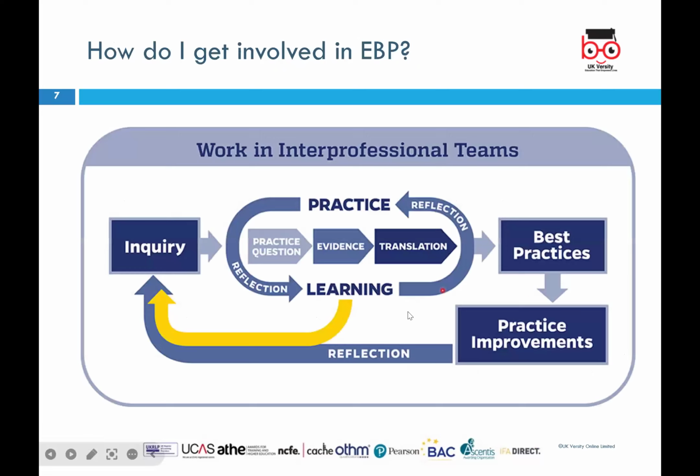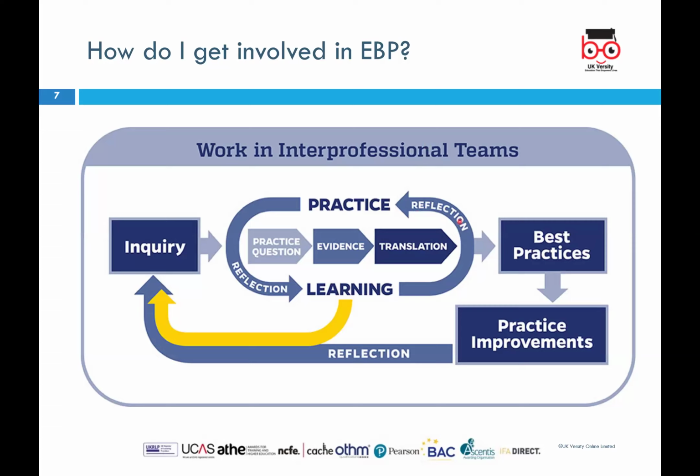So, how do we work? How do you get involved in evidence-based practice? You're working in interprofessional teams. So they're professionals that are working with you, and they are from different teams. So there's not going to be just surgeons. There are not just nurses in your teams. There are going to be multiple people from multiple teams. Okay, so it's going to be an interprofessional team.